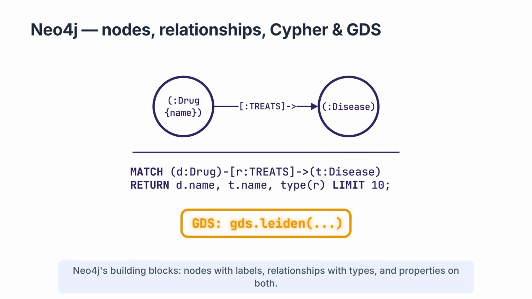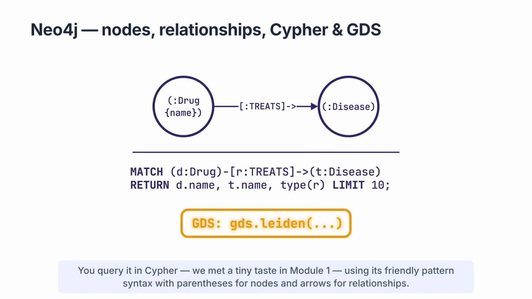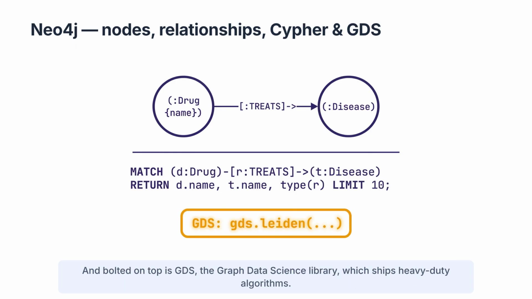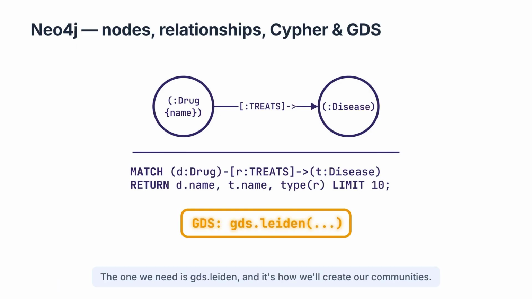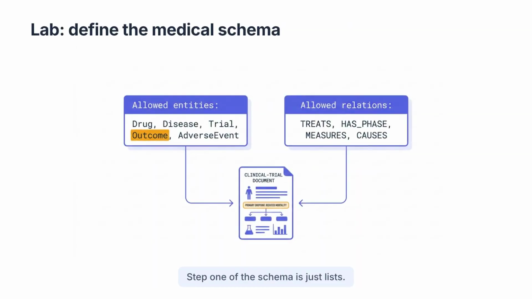Neo4j's building blocks: nodes with labels, relationships with types and properties on both. You query it in Cypher. We met a tiny taste in Module 1, using its friendly pattern syntax with parentheses for nodes and arrows for relationships. And bolted on top is GDS, the graph data science library, which ships heavy-duty algorithms. The one we need is GDS.Leiden, and it's how we'll create our communities. Now we build.